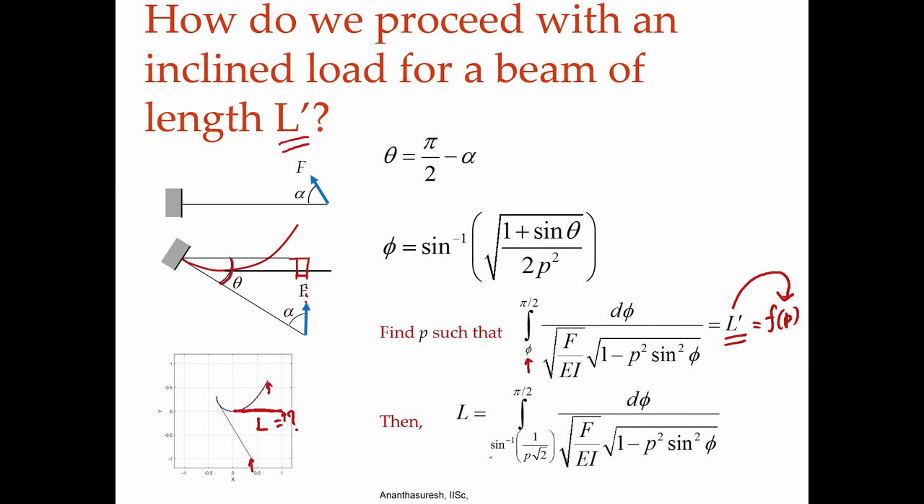We can find L, which goes from this angle theta equal to 0, corresponding phi, which is shown here, going all the way to pi by 2 gives us L. Once we know L, we know how to proceed with the problem. That is how we do it.